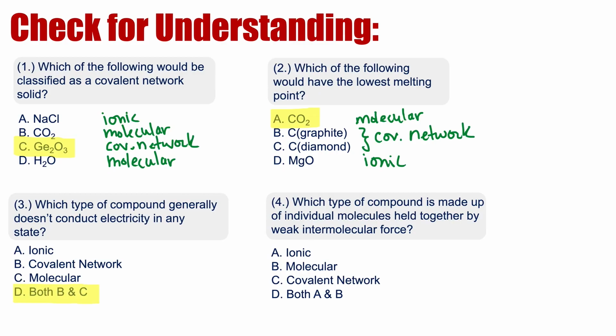Anything that contains a covalent bond is going to be generally non-conductive, so covalent network and molecular. Finally, last one, which type of compound is made up of individual molecules held together by weak intermolecular forces? Once we talk about molecules, intermolecular forces, we're looking for something that is molecular. Molecular compounds, their structure is that they're made up of individual molecules.